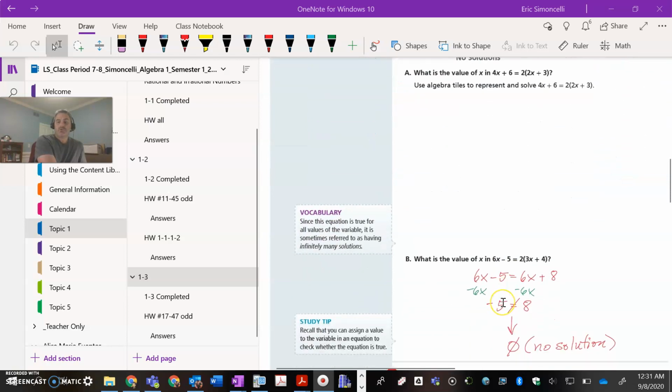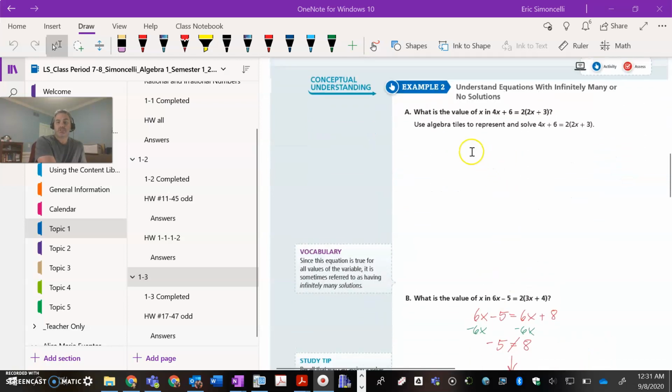And there are 2 parts to example 2. It says, what is the value of x in 4x plus 6 equals 2 times the quantity 2x plus 3. So it says to use algebra tiles to represent and solve 4x plus 6 equals 2 times the quantity 2x plus 3. So I'm going to go ahead and do that.